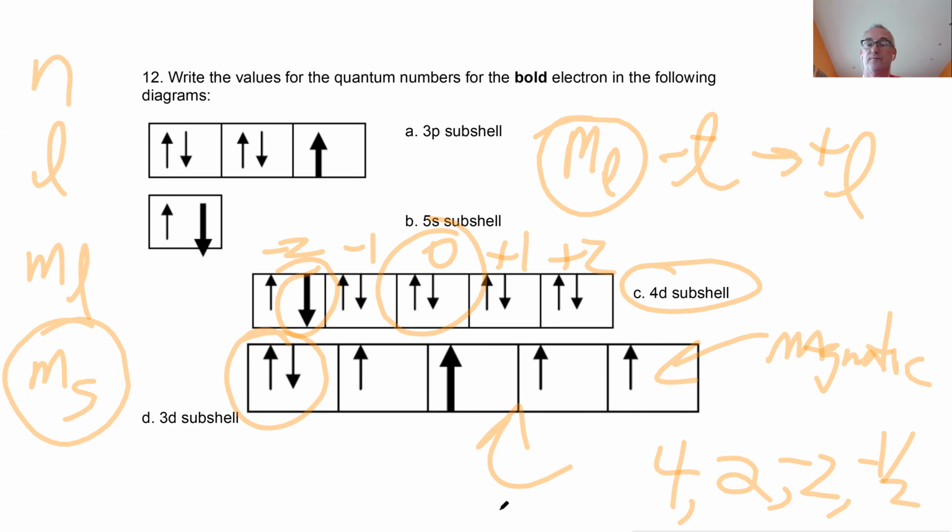Yeah, iron is 3d6. So it has, just like this, 4 electrons all pointing in the same direction. And that explains why it's so magnetic.